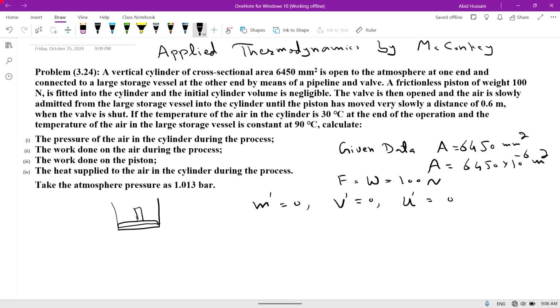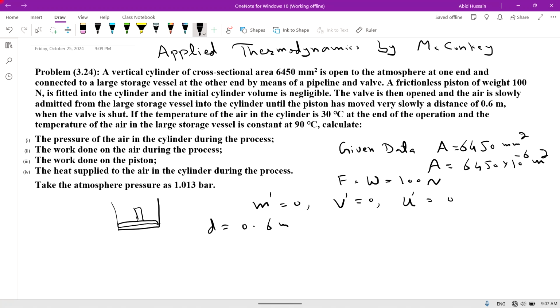Now, the wall is then opened and the air is slowly admitted from the large storage vessel into the cylinder until the piston has moved very slowly a distance of 0.6 meter. So D is equal to 0.6 meter.